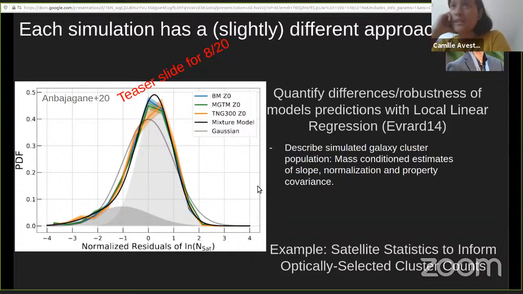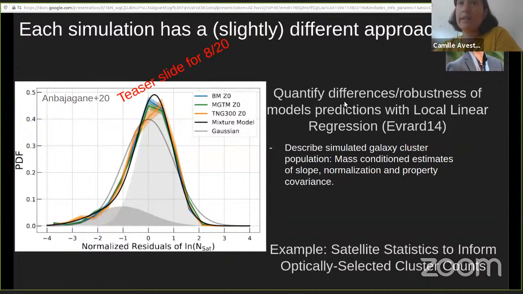So what Daya had done was he essentially wanted to quantify differences or the robustness between these different simulation models' predictions. So what you're looking at here is the probability distribution function of the normalized residuals of the number of satellite galaxies conditioned on mass for 3 simulations: BAHAMAS, MACSIS, Magneticum, and the next generation.